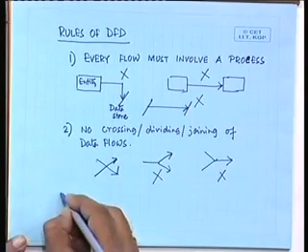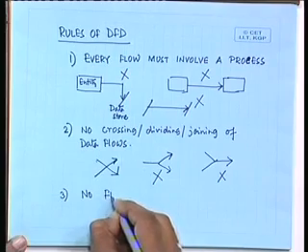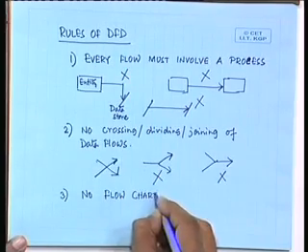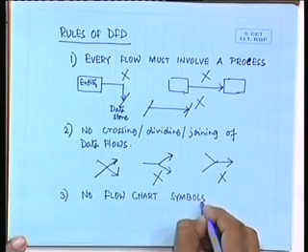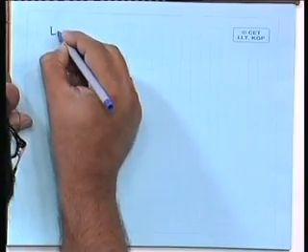Then finally, no flowchart symbols. You have all drawn flowcharts, like I have shown those decision structures and other kinds of things. All these things should not be there at all. No flowchart symbols should be there, right. After this, there is another concept which is known as leveling of DFD.